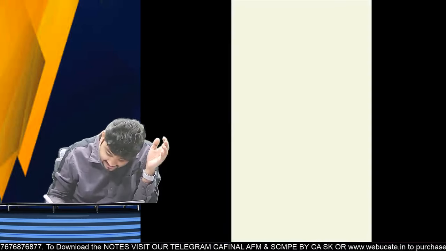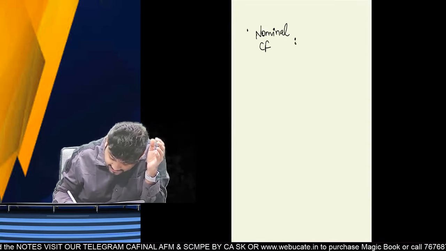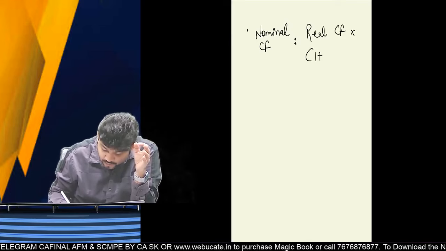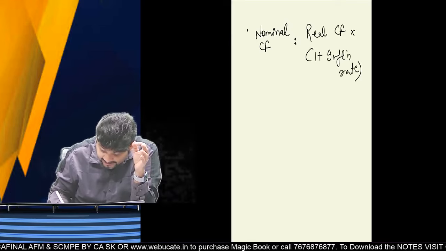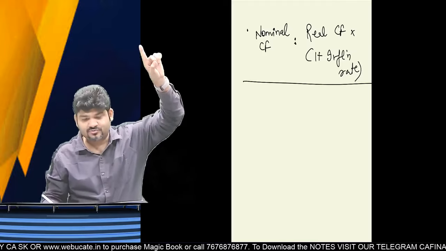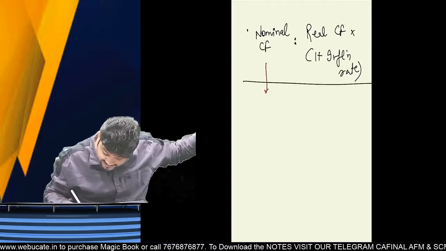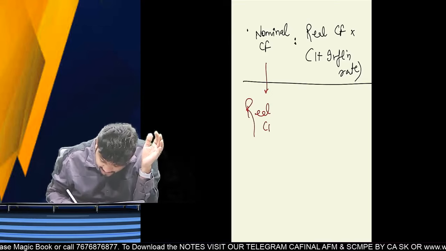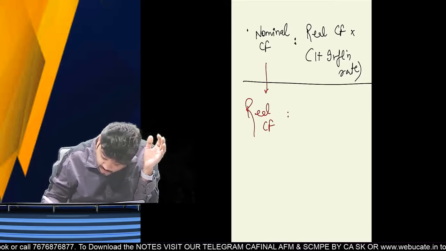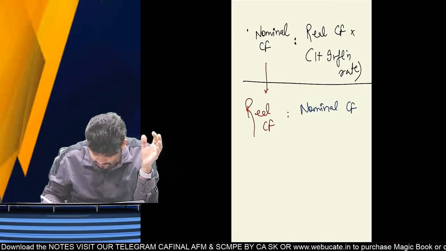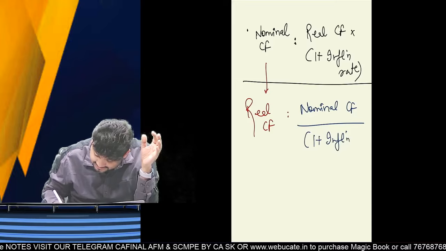So we will write here the nominal cash flows. The nominal cash flow is real cash flow into 1 plus inflation rate. Now, if you know how to calculate the nominal cash flows, then you can also calculate the real cash flows. If you have to calculate the real cash flows, it will be nominal cash flows divided by 1 plus inflation rate.